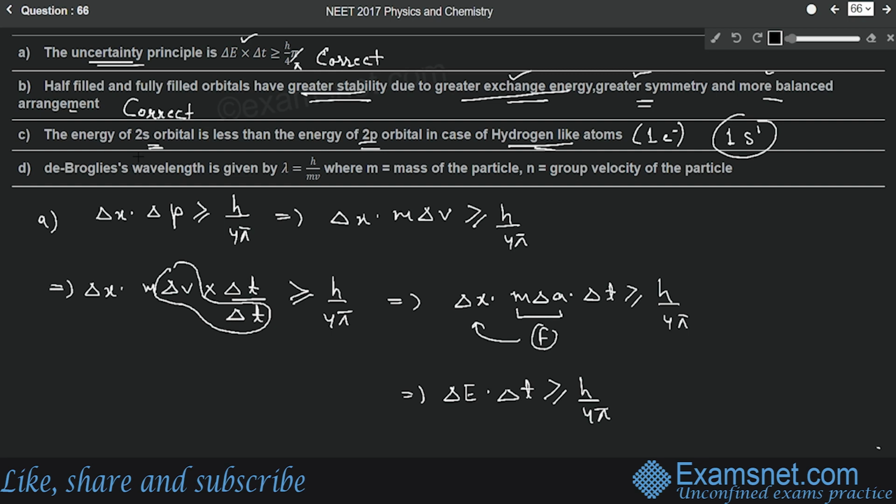That means the energy level of all the other orbitals other than this 1s will be the same. So no one will have more energy or less energy. Therefore, this is a wrong statement, and we can say that this is the correct answer according to this question. Okay. The last statement says that de Broglie's wavelength is given by lambda equals h by mv or h by p, where m is the mass of the particle and v is the group velocity of the particle. So here it should be v, right? V is the velocity. Anyways, this is the correct expression for de Broglie's wavelength. So we can see that only one is wrong, and that is option number C. So option number C is the correct answer.